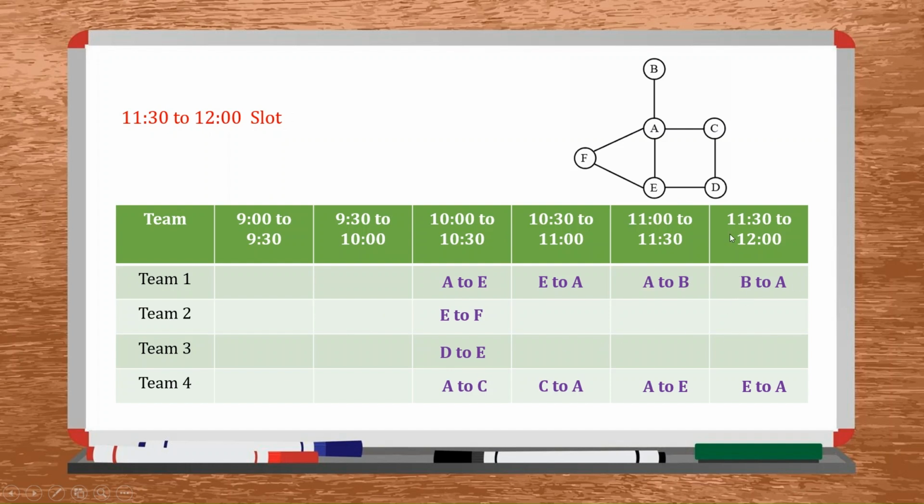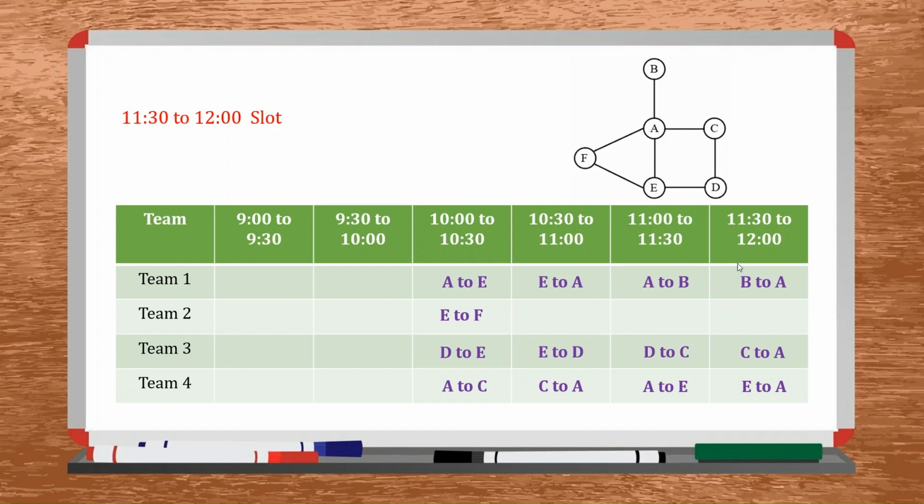That means team 3 will be coming from C only. Let's check, can it come to C at 11:30? It's currently at E. So it can travel from E to D and D to C. That is a possible path. Hence we know that team 3 will be coming from station C to A, from 11:30 to 12.